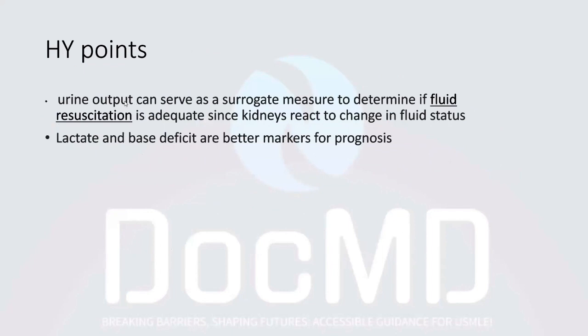Another important high yield point that I noted down is that your urine output is a very important surrogate measure to determine if the fluid resuscitation is adequate. This is because your kidneys are most sensitive to react to changes in fluid status. They give you other options like lactate and base deficit in questions like this. For example, if they want to know if your fluid resuscitation is good or not, these are markers for prognosis, but the best for fluid resuscitation is your urine output.